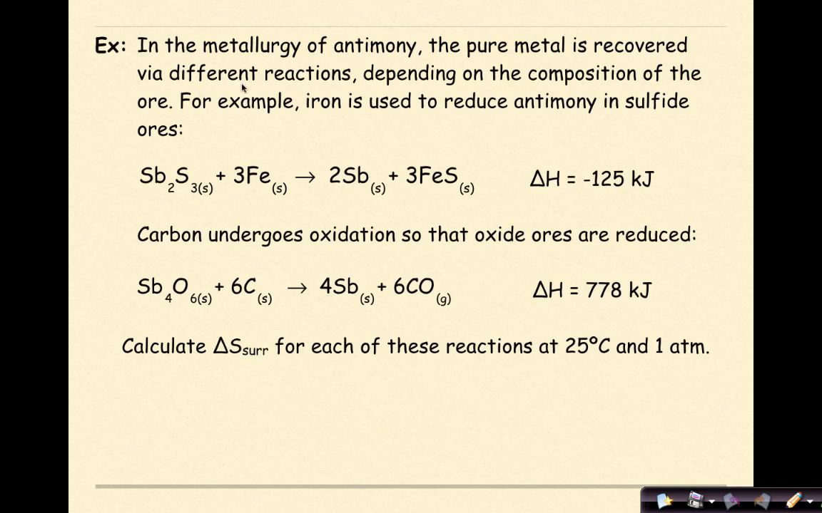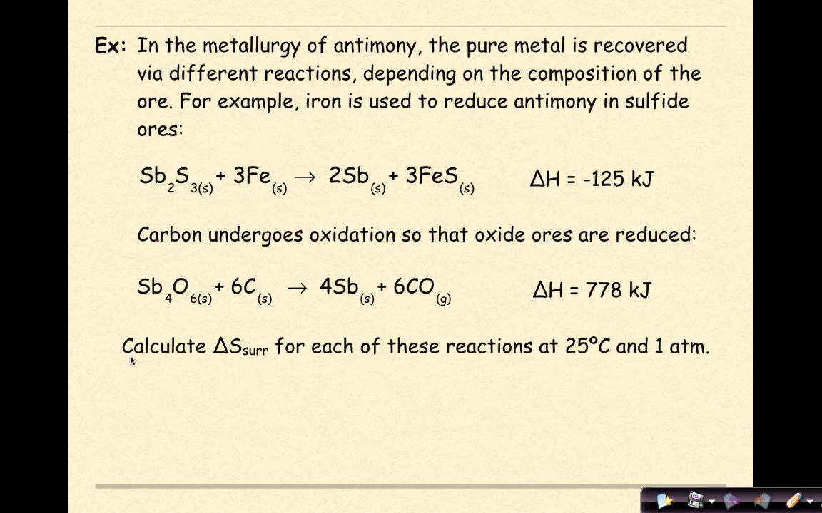Let's look at an example. In the metallurgy of antimony, the pure metal is recovered via different reactions depending on the composition of the ore. For example, iron is used to reduce antimony in sulfide ores. So we have our reaction right here, and our overall delta H is negative 125 kilojoules. Carbon undergoes oxidation so that oxide ores are reduced. And again, we have our reaction and a delta H of 778 kilojoules. Calculate the change in entropy of the surroundings for each of these reactions at 25 degrees Celsius and 1 atmosphere.